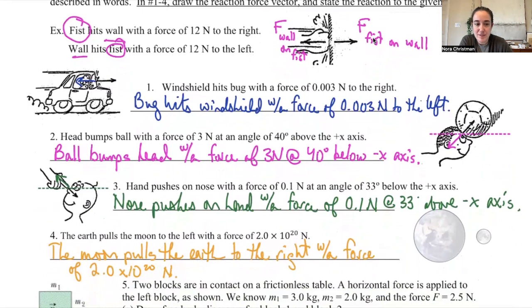The one I did want to talk about is number 4, because this is one that folks sometimes struggle with. The moon, although obviously very large, is so much smaller than the Earth. Even though the force of the Earth on the moon, towards the center of the Earth, is just the weight of the moon, that gravitational force, we have an equal and opposite force on the Earth due to the moon.